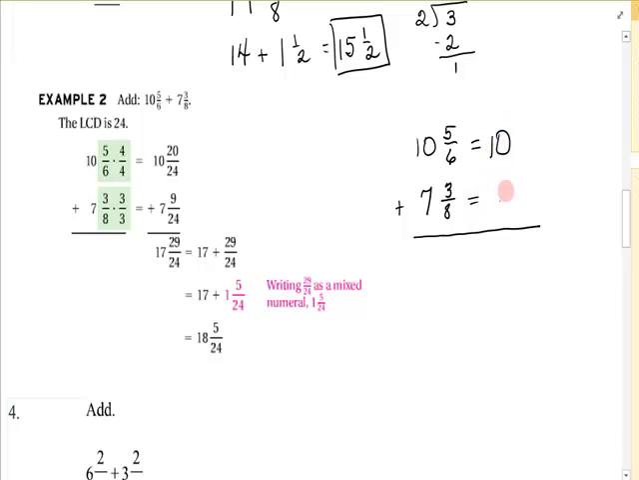I'll keep my whole number 10. I'll keep my whole number 7. The common denominator for 6 and 8 is 24.